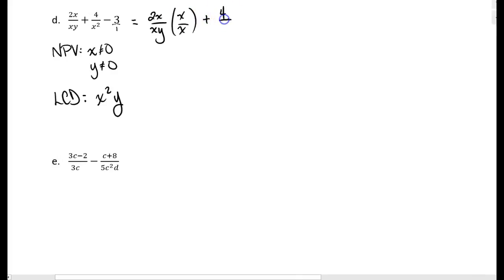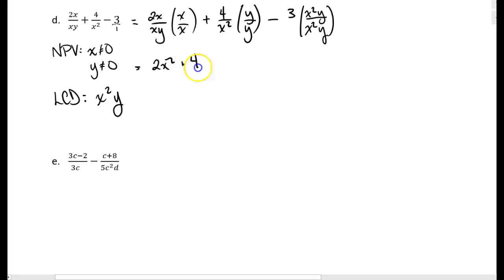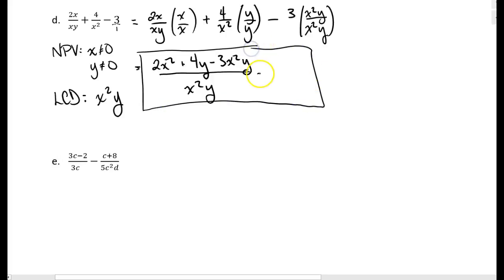My second expression already has the whole x squared, it's just missing y. And my third term is missing everything, so it's going to need to be multiplied by the whole lowest common denominator as 1. 2x times x is 2x squared plus 4y minus 3x squared y, all divided by x squared y. It becomes my final answer, where x and y are not 0.